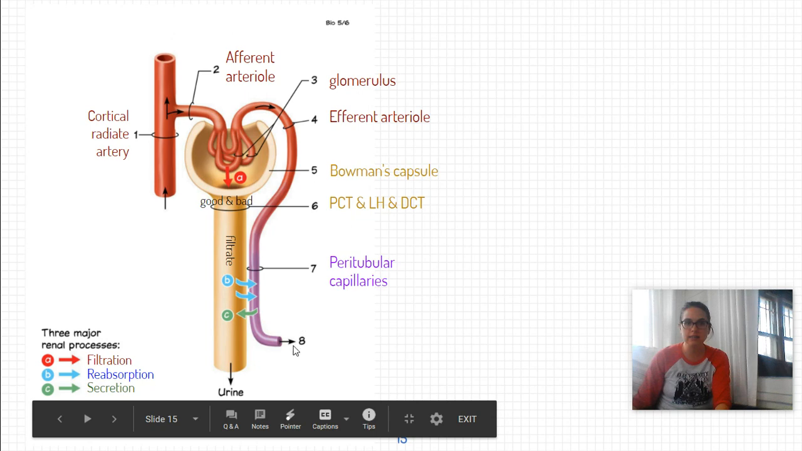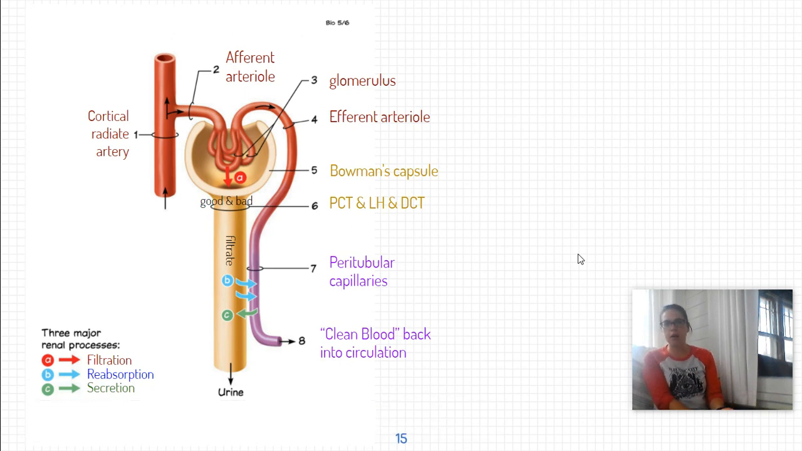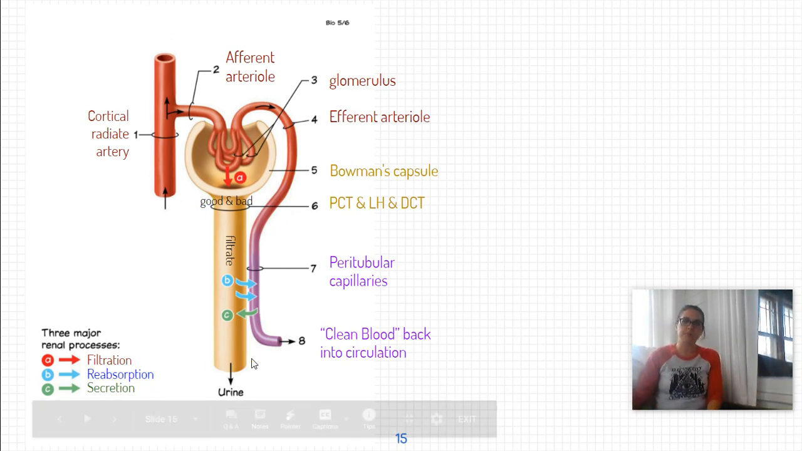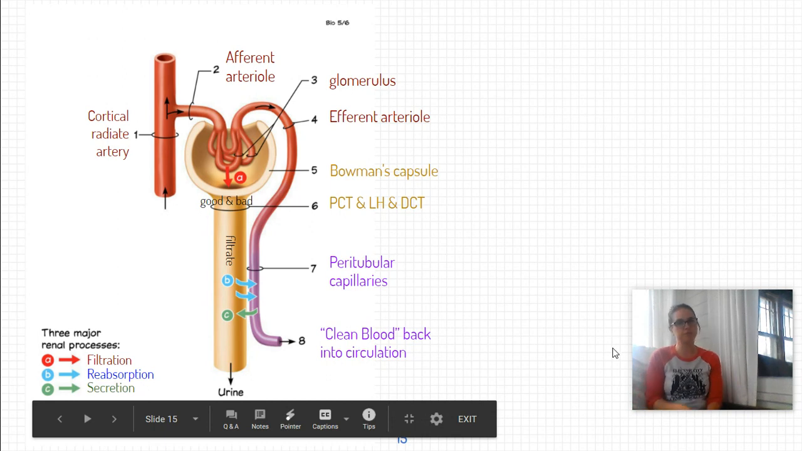So at the very, very end here at step 8, hopefully what I have leaving my nephron, going back into circulation, into the veins, is clean blood. And so all of the bad's been removed from it, just the good remains. And I got clean blood going back into circulation. And urine should be full of all that bad stuff and hopefully none of the good stuff.